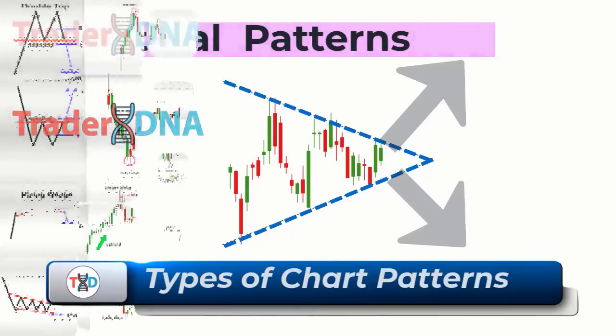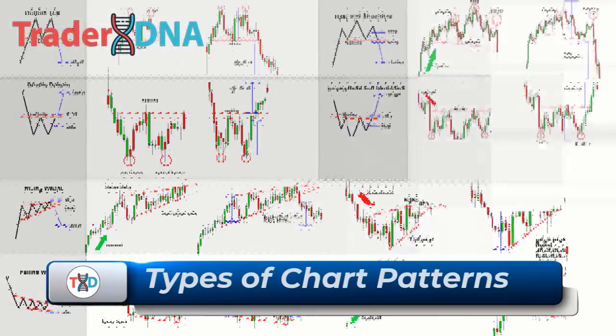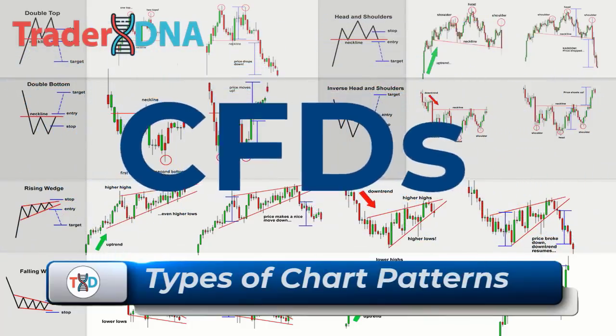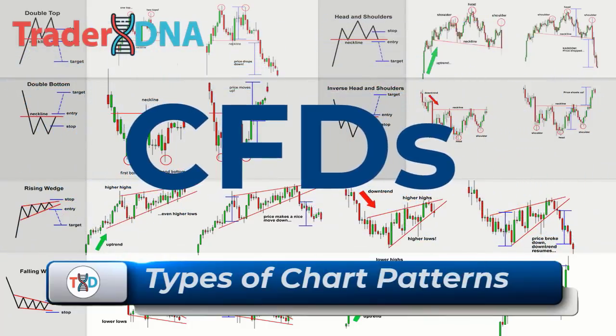For all of these patterns, you can take a position with contract for difference or CFDs. This is because CFDs enable you to go short as well as long, meaning you can speculate on markets falling as well as rising. You may wish to go short during a bearish reversal or continuation, or long during a bullish reversal or continuation.